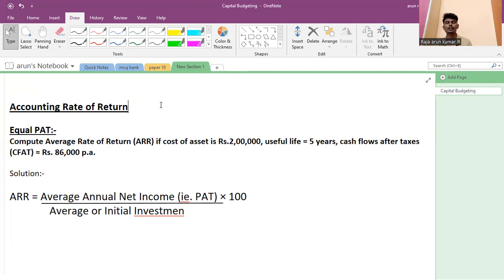In this sum they have given computation of average rate of return. ARR: the cost of asset is 2 lakh, the useful life is 5 years, and cash flow after tax is 86,000. Is PAT given in the sum? No, PAT is not given. In that situation, what do we do?